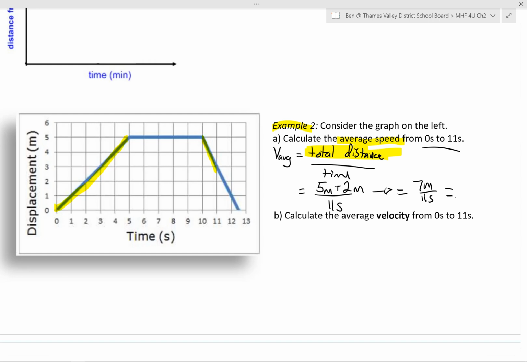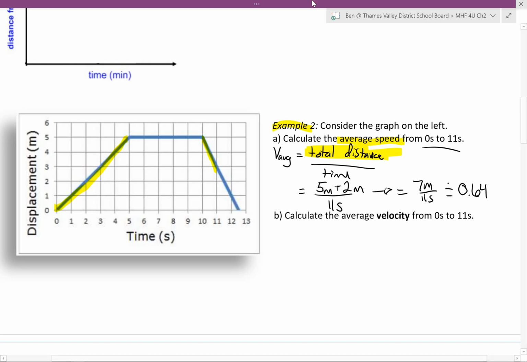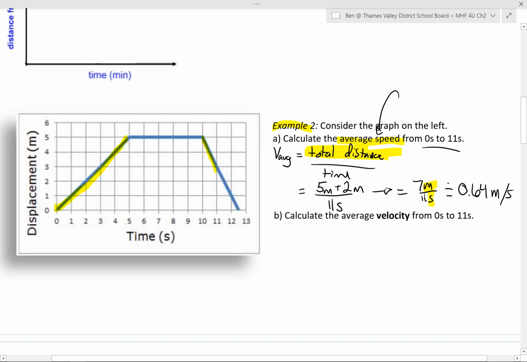So 7 divided by 11, we're working with 0.64 if I round. And for my units here, we don't need to memorize the units for speeds or velocities. My units are shown in here, right? In my numerator, I have meters. In my denominator, I have seconds. So that's meters divided by seconds, and that is meters per second. So that's our average speed. That's how we calculate that.